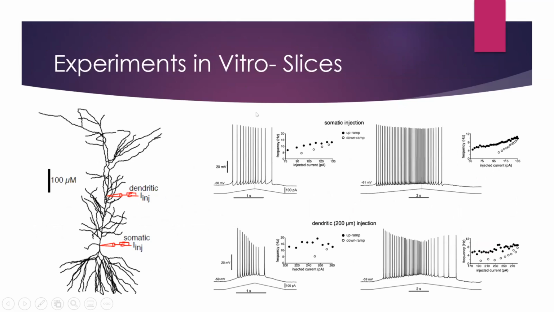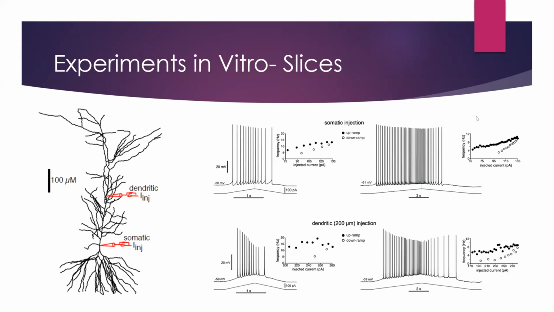So this is data from Dr. Gasparini's lab. These are two separate experiments. They injected a triangular ramp, so the same kind of idea of an uphill and then a downhill that you would have seen in vivo. They injected that ramp either in the soma or in the dendrites. And this is the data from that.